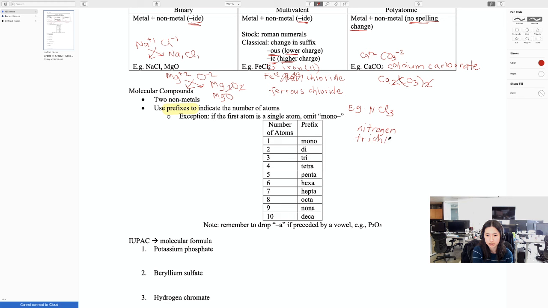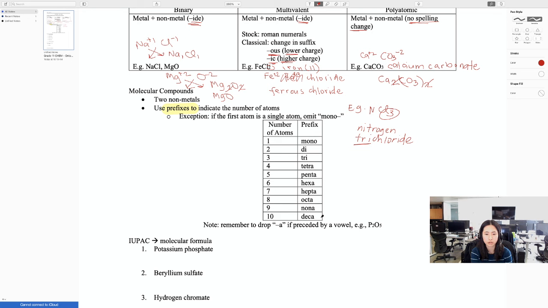And how do I know it's trichloride? Well, there's 3 atoms of chlorine. That's why it's tri. And an exception here is if you have the first atom, so in this case, it's nitrogen. If this first atom is a single atom, then that means you don't have to say mononitrogen. So you just keep it as nitrogen trichloride. And this does not strictly apply to nitrogen. It applies to all of your atoms.